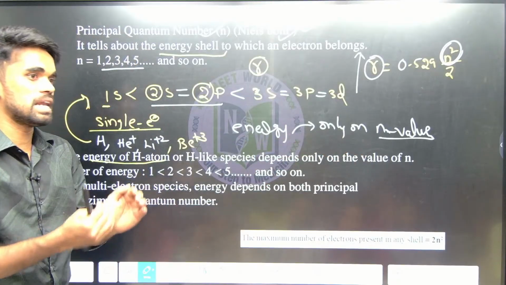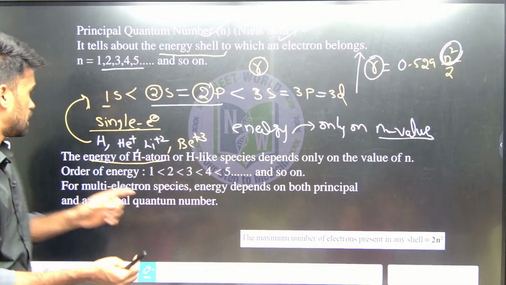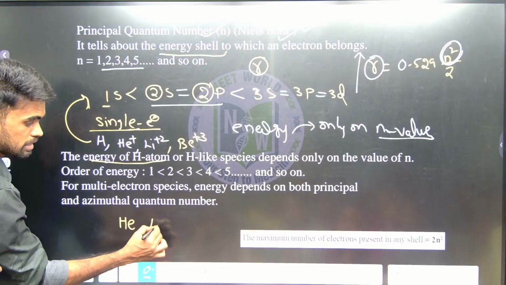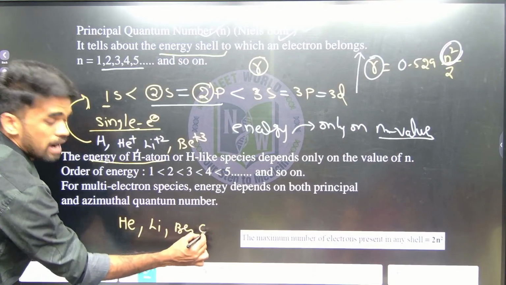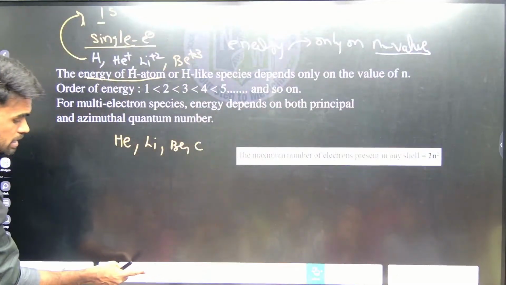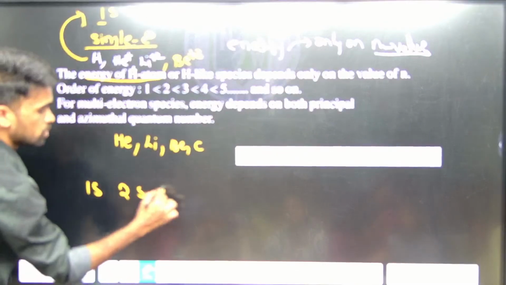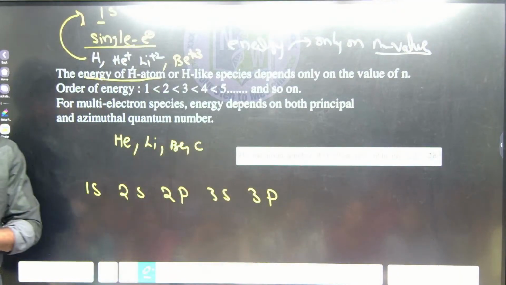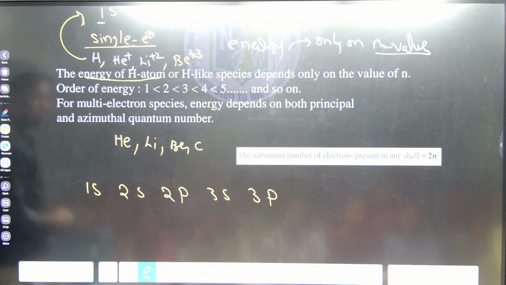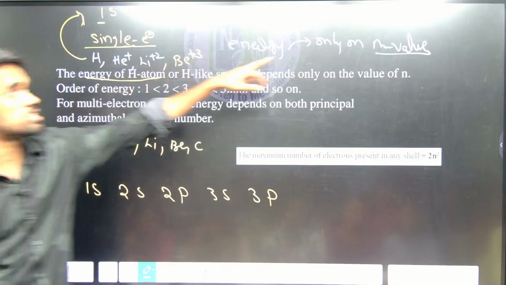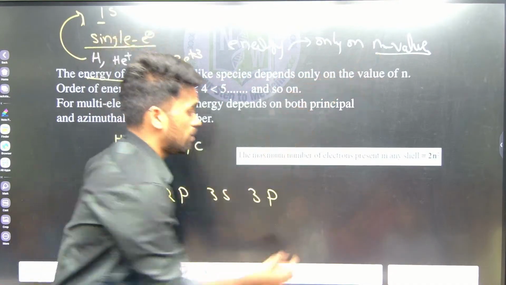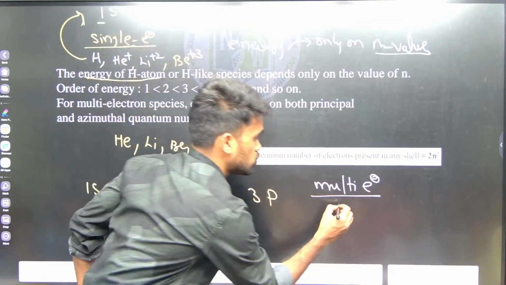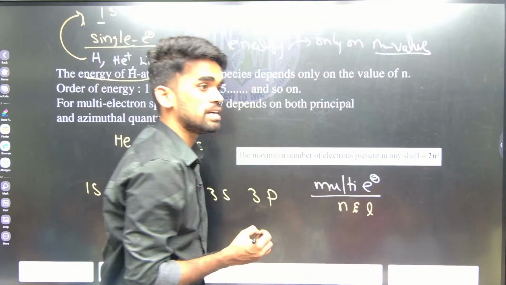Now when it comes to a multi-electron system, instead of saying helium ion, I can write it as helium atom, lithium atom, beryllium atom, carbon atom. Here the electronic configuration is again the same: 1s, 2s, 2p, 3s, 3p. Now if I ask you the energy order, how can you answer this? In a single electron system, energy depends only on n. In a multi-electron system, you should take n and also l.